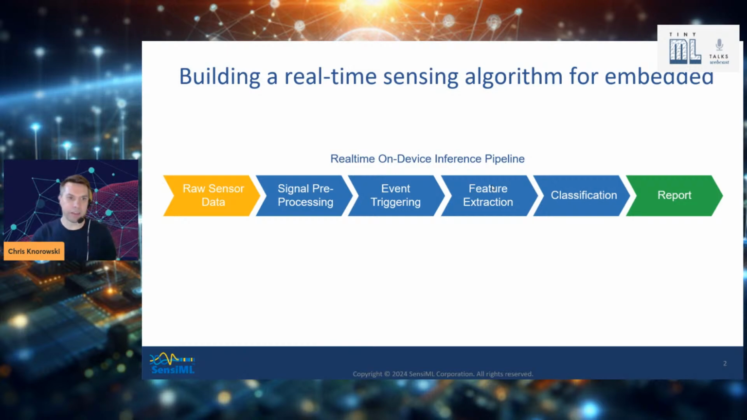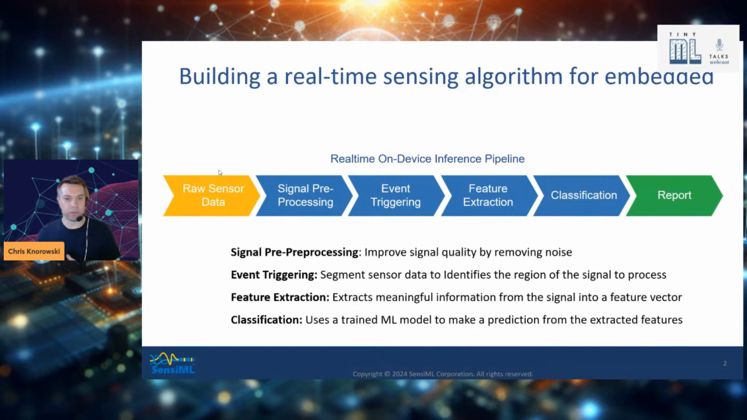So before I talk about that, I just want to talk generally a little bit about building a real-time sensing algorithm for embedded devices and kind of when we think of it, what does it look like? So for us, the first thing that we always think about is the raw sensor data coming in off of a sensor. And then we're going to do some signal pre-processing. And that's really just to improve the quality of the signal by removing the noise. And if we know something about the signal, we might add some bias there to it.